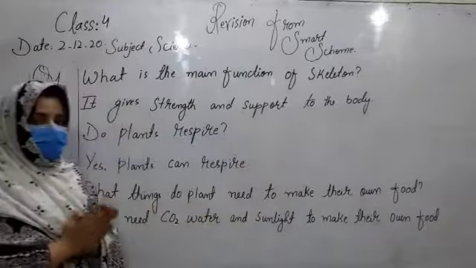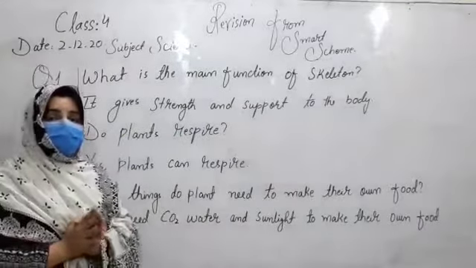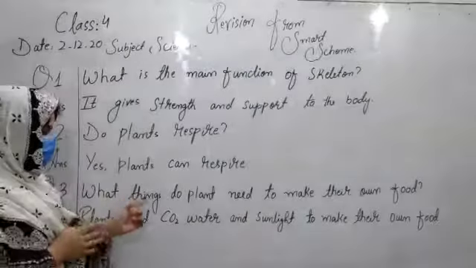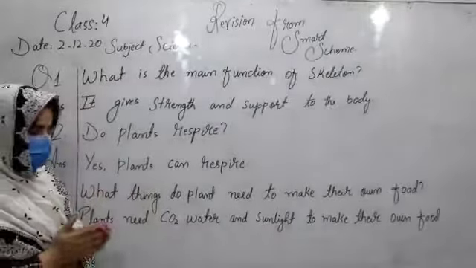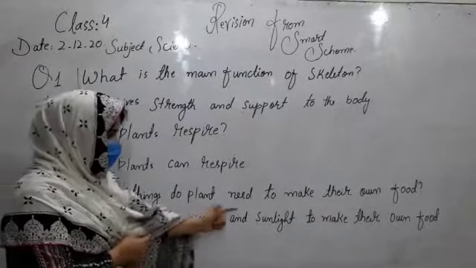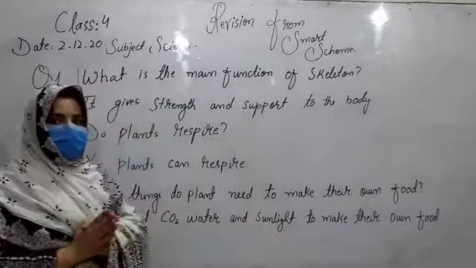Beta question hai ki plants ko apna khana banane ke liye kin kin cheezon ki zarurat hoti hai? Plants ko apna khana banane ke liye CO2 means carbon dioxide. Beta, the formula of carbon dioxide is CO2. Water or sunlight ki need hoti hai apna khana banane ke liye.